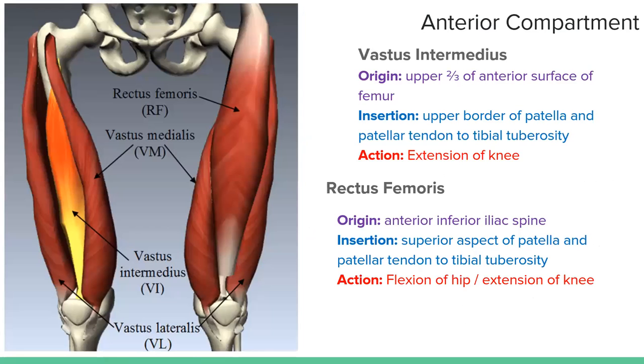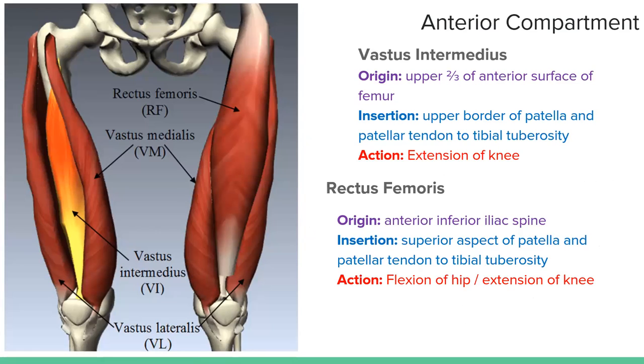And then lastly, the vastus intermedialis is actually right under the rectus femoris. So the origin of the vastus intermedialis is the upper 2/3 of the anterior surface of the femur. And the insertion is the upper border of the patella and patellar tendon to tibial tuberosity as well, with the action being extension of the knee.